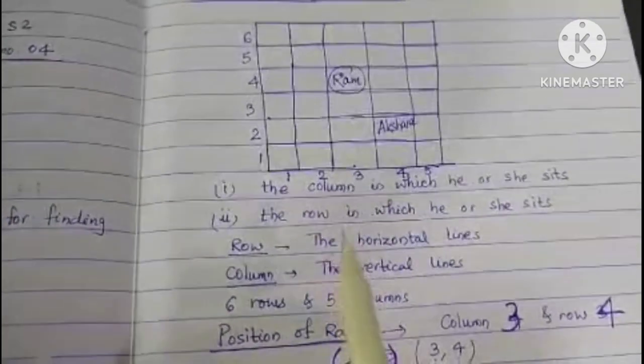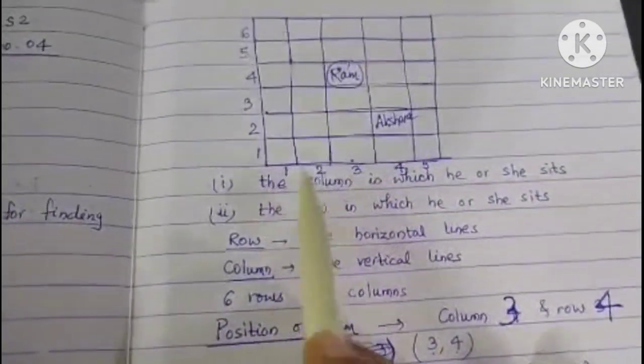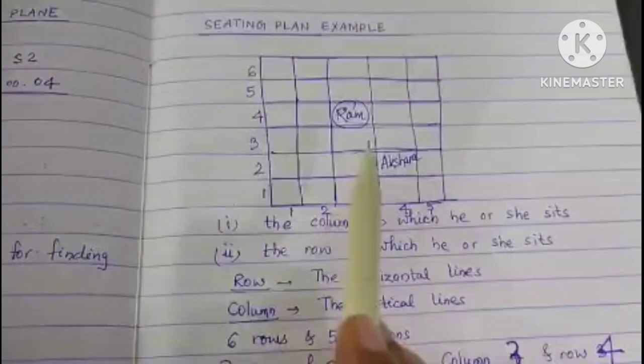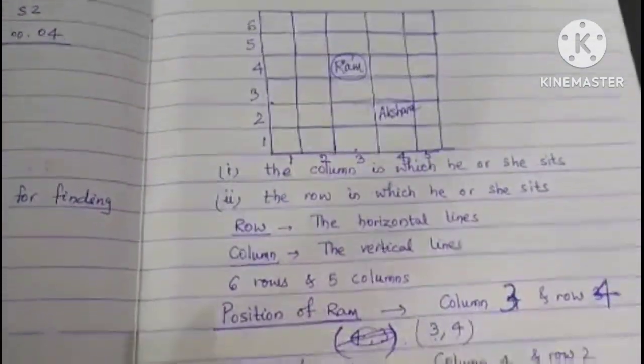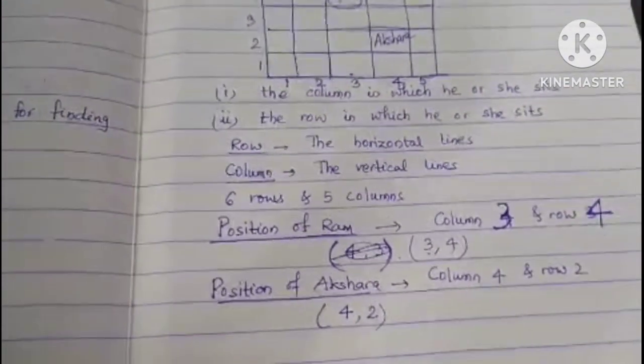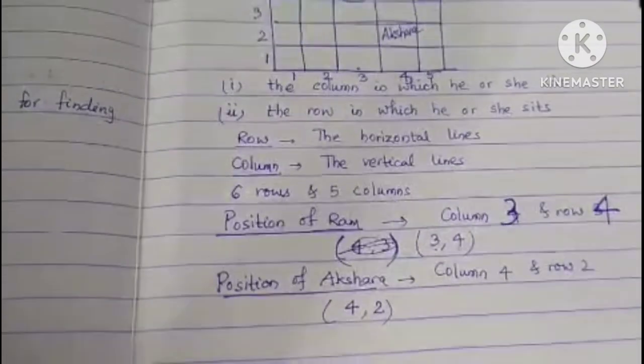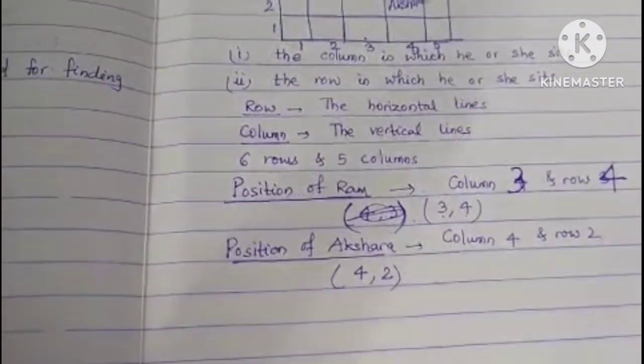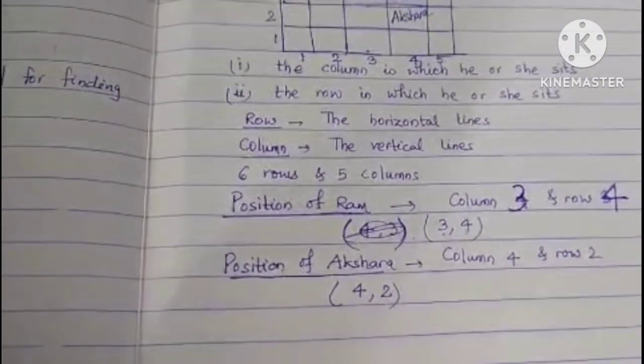So we require only two independent things. One was column, second was row. So this was a very good example, a sitting plan example, for us to understand the position of a point in a plane. Okay, so let's move further.